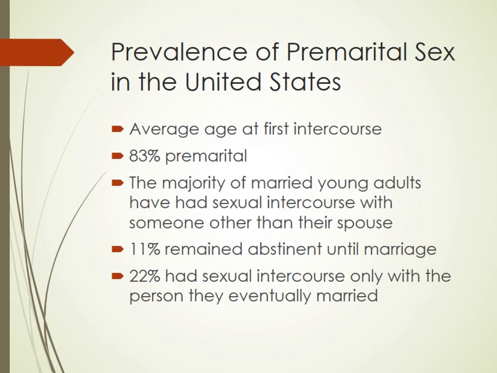Another finding reported in the literature is that approximately 11% of individuals report remaining abstinent until marriage. About 11% of individuals who eventually did get married report that they remained abstinent until they got married, meaning they didn't have sexual intercourse until they married. And finally, the last point on the slide is that 22% of the individuals surveyed reported that they had sexual intercourse only with the person they eventually married. So they did engage in premarital sex, so they are part of that 83% premarital, but 22% of those individuals reported having sexual intercourse only with the person they eventually married.